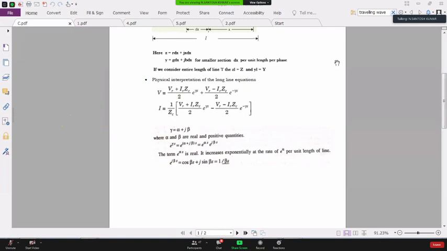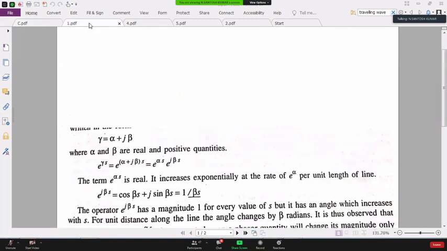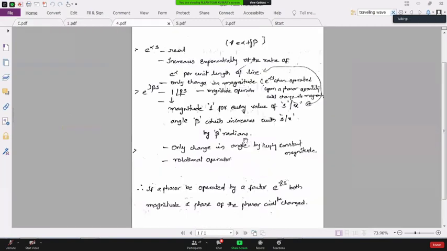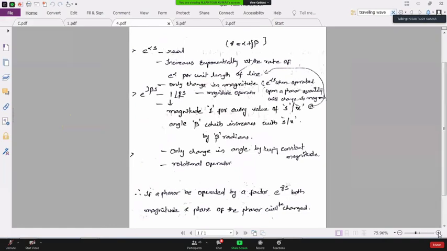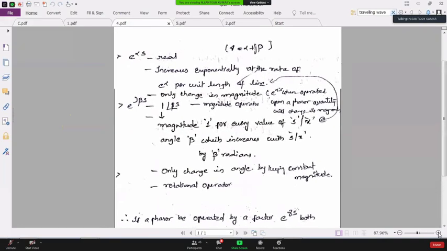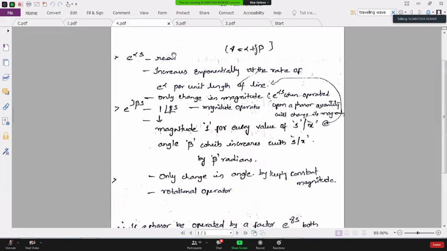You can see the conclusions here. These are the conclusions we have made. As e power alpha is real, it increases exponentially at the rate of e power alpha. Here there is only a change in magnitude because we don't have any angle here. There is only change in magnitude.